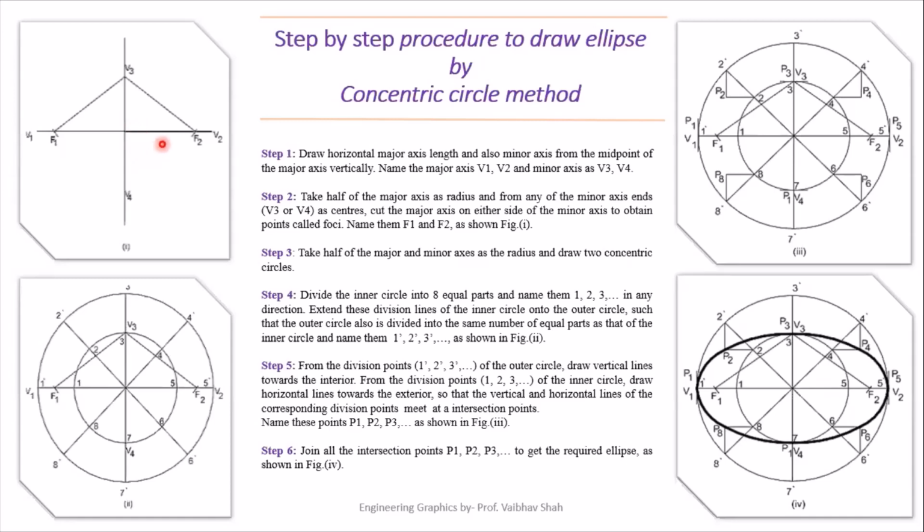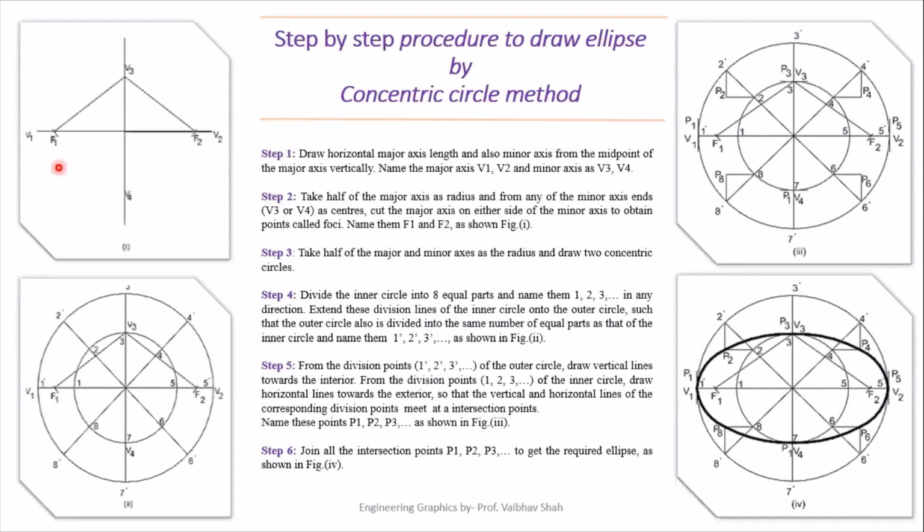Now, name this major axis as V1 and V2. You can give any names, A, B, C, D, whatever you want. And we'll be giving the names V3 and V4 to this minor axis. Now let us understand step 2. Take half of the major axis. That means here we'll be taking V1 till this midpoint as a radius from any minor axis point, either from V3 or V4. We'll be cutting this major axis here to get this point F1 and here point F2.